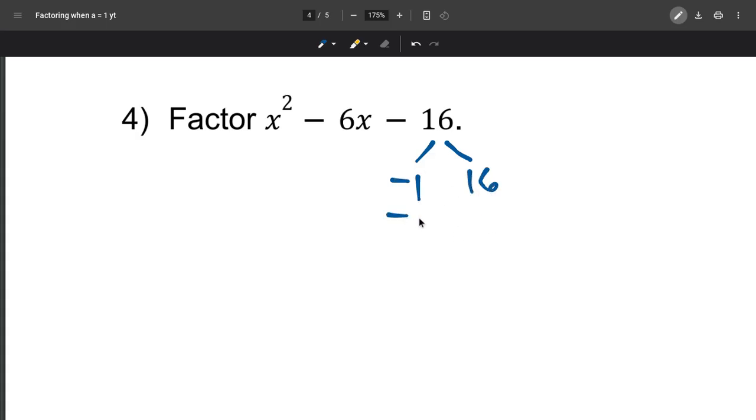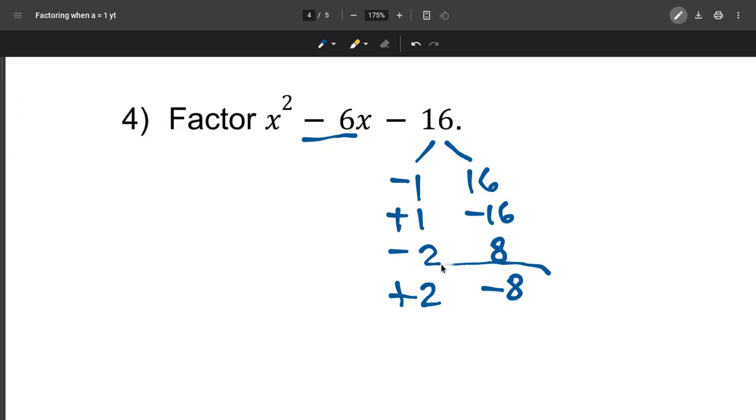To multiply to -16, +1 times -16 would work, but neither of those add to -6. So let's keep going. -2 times +8. Well, that adds to +6, so we're getting close. So if I did +2 times -8, well, these two numbers multiplied to -16 add to -6. So I would select these, and I wouldn't have to keep going. I could also do -4 times 4, but those aren't going to add to a -6.